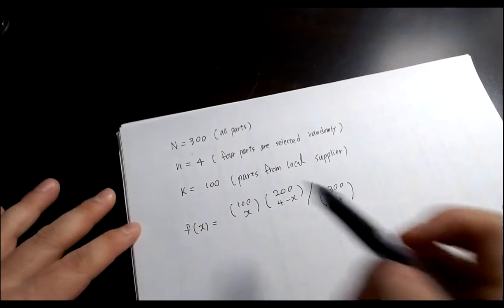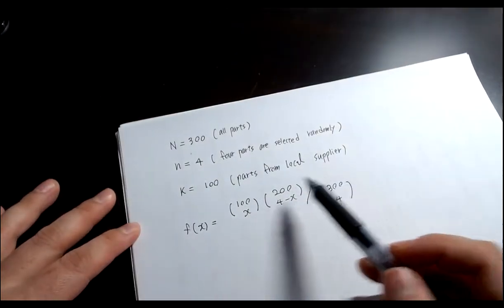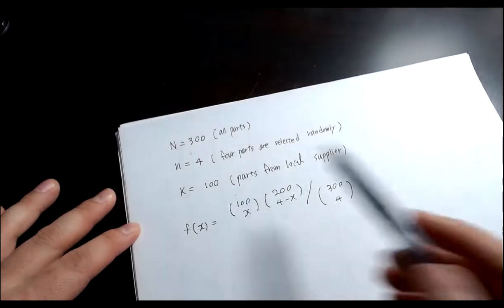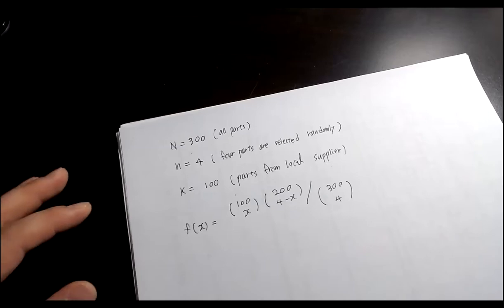So the sample size must be 4. In the K, the number of parts from the local supplier is 100. So why is K 100? Because the problem asks for the probability that they are all from the local supplier. So the parts from the local supplier should be considered as the objects classified as success. So that's why K is 100.